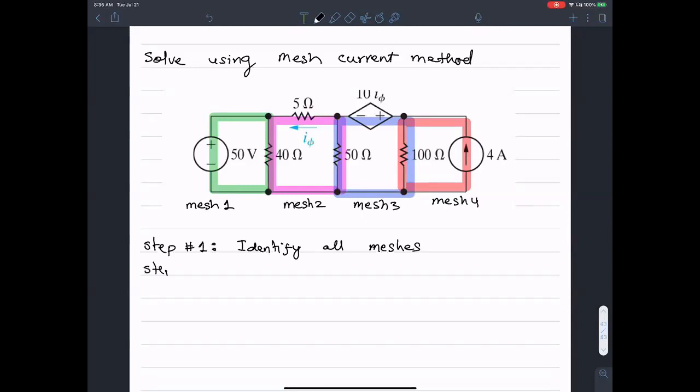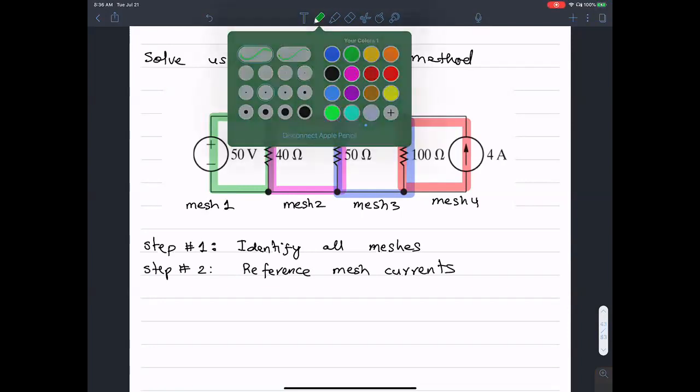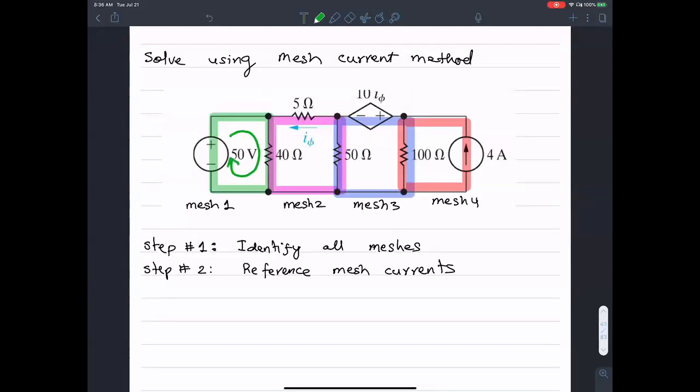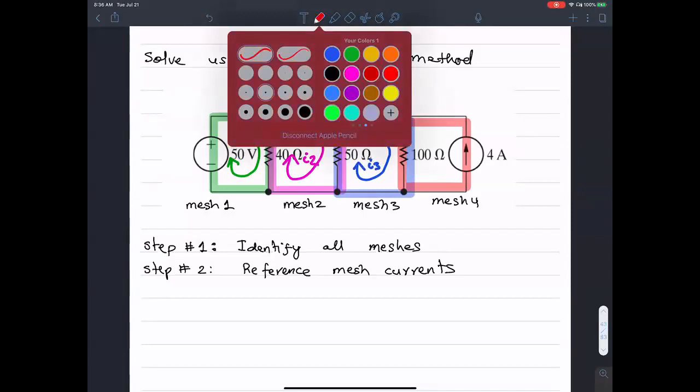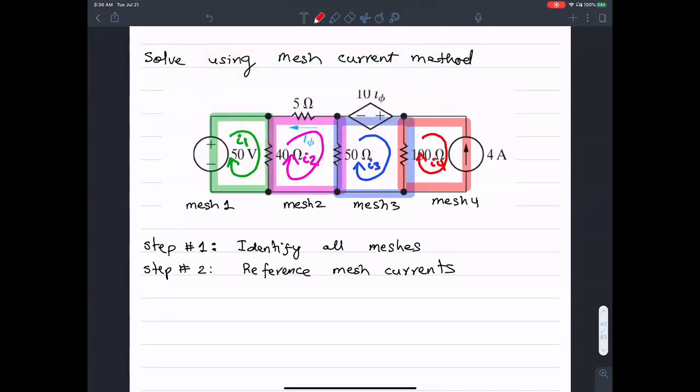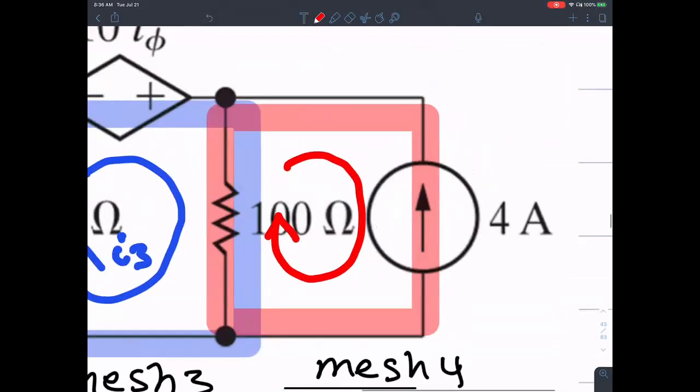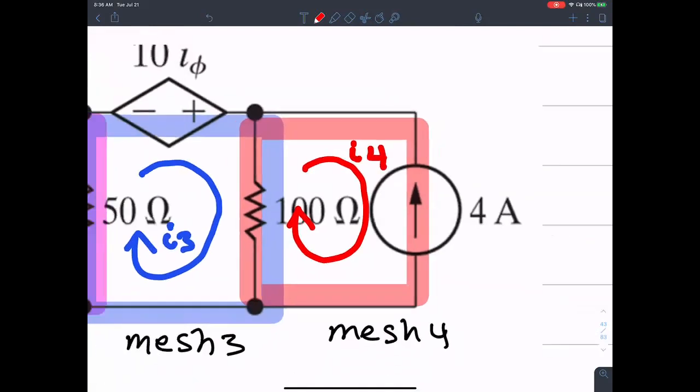The second step would be to set up reference mesh currents. That's pretty straightforward. Each mesh has one current, so I'm going to call this current I1. I'm going to call this current I2. And I'm going to call the third current in the third mesh I3, and this guy I4. Okay, that's I4.